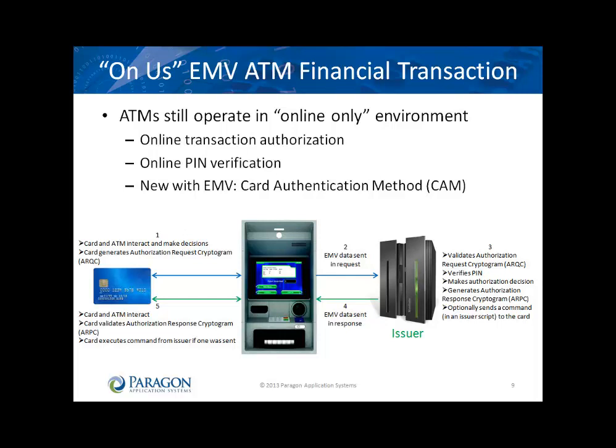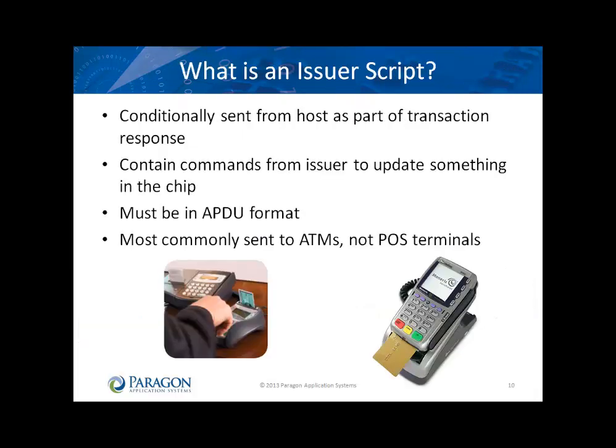One new item that is of particular interest for a PIN change transaction is the issuer script. The issuer script is sent from the host as part of a transaction response when the issuer wants to update something in the chip. This allows the issuer to change something in the chip while the card is in the field. The cardholder does not have to bring their card into the branch, and the card does not have to be reissued. Only certain information can be modified this way.